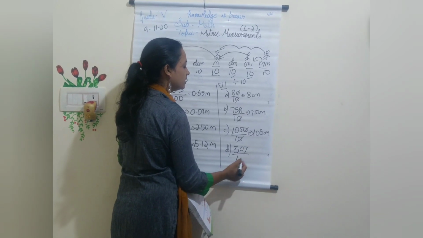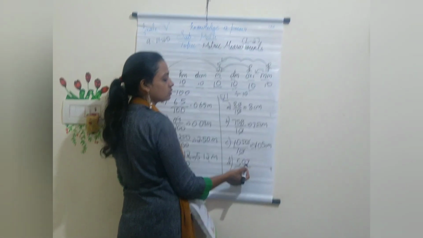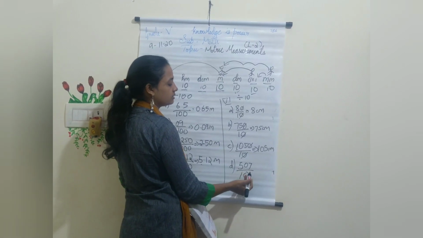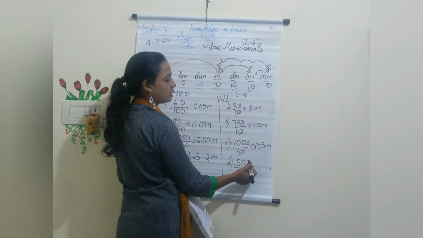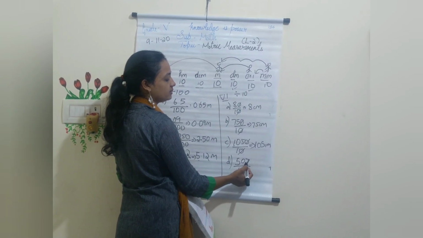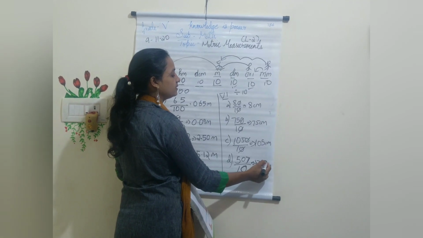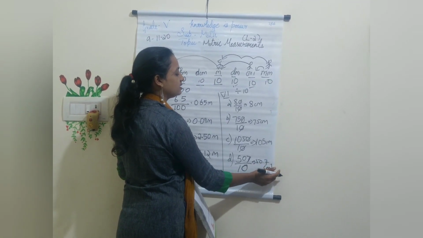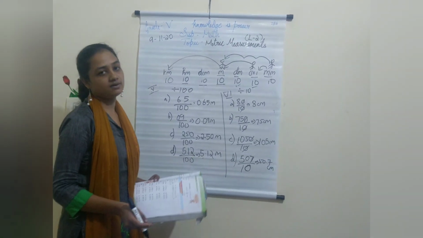D: 507 divided by 10. Please don't cancel the zero here because 0 is not at the end, it is in the middle. So now what you should do, I have 1 number after the 0, so after 1 number, keep a decimal point. So the answer will be 50.7 centimeters.